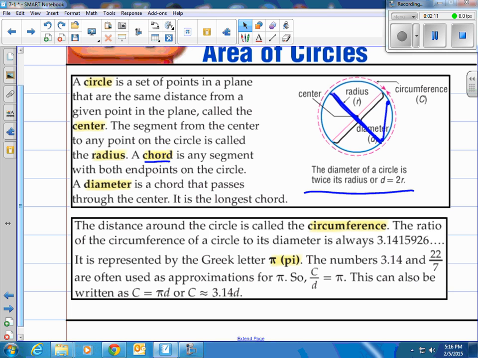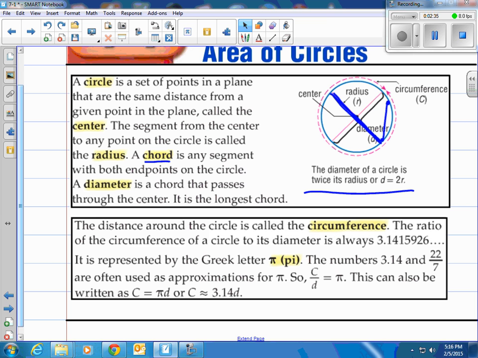And listen to this one. It says the ratio of the circumference of a circle to its diameter is always 3.141592653. It keeps going on forever. That's pi right there. So what is pi? And you see here it says represented by the Greek letter pi. But what is pi exactly? It's the ratio of the circumference of a circle to its diameter.